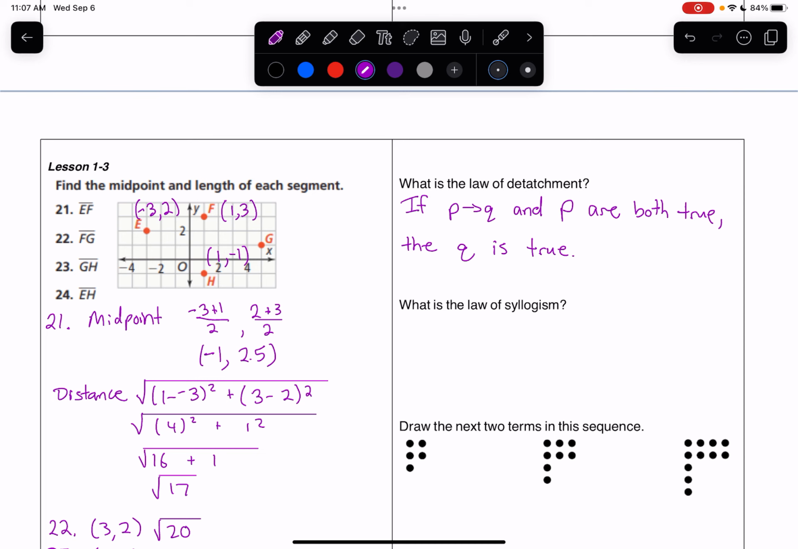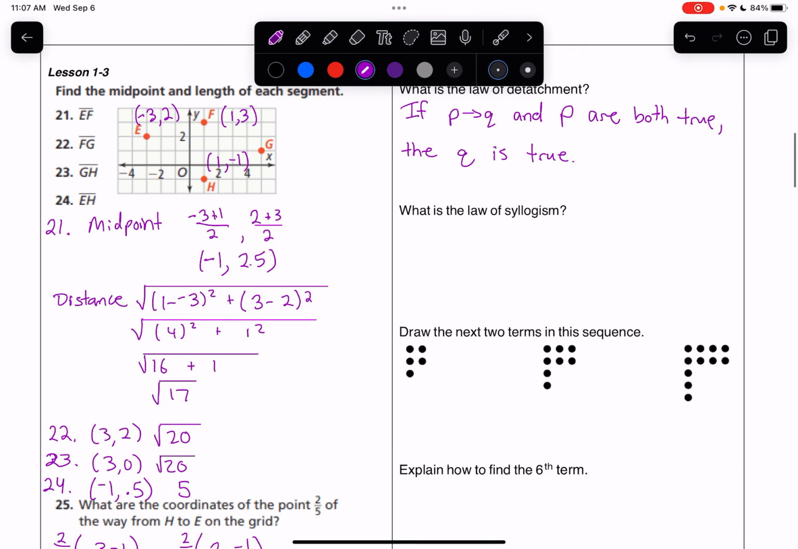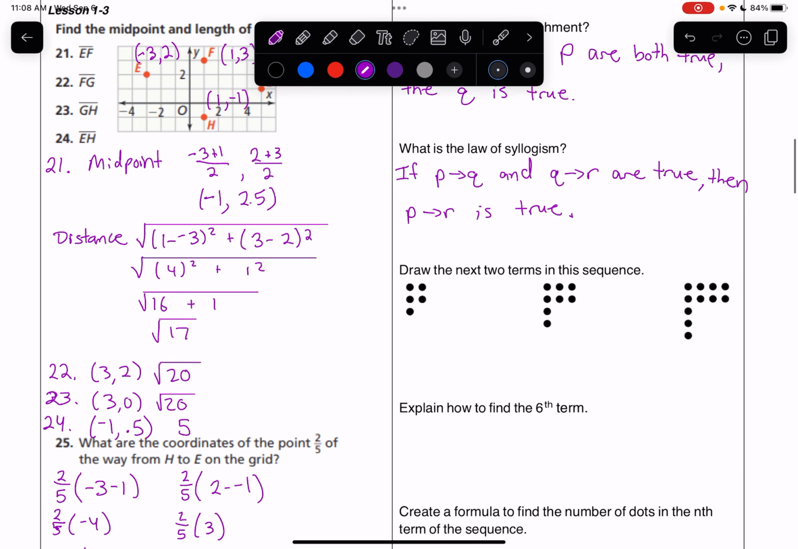Right? The law of syllogism is the one that tells us if we have two conditional statements that are repeated in the middle, then we actually have one big conditional statement. We say if we have two true statements, P leads to Q and Q leads to R, are true. So we have two conditional statements with a repeat in the middle. Then we can drop out the repeat and we can say then P leads to R is true. Perfect.